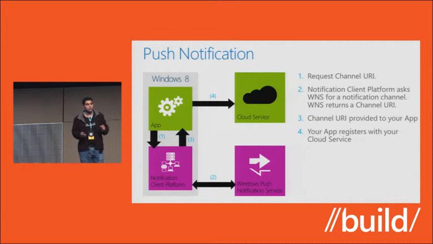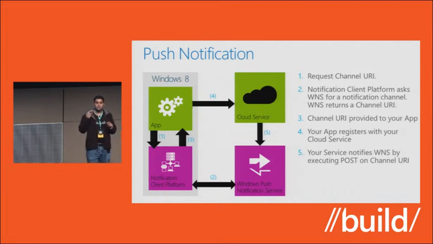Now this step 4 is something you would need to implement, and it is strongly recommended that you do it on a secure channel so that it is not compromised. Now your cloud service has the channel URI, along with any other information that your app has given. Maybe your app has told the cloud service that this customer is interested in computers or in Windows. So those are the kinds of notifications this customer wants. The cloud service registers that along with the channel URI.